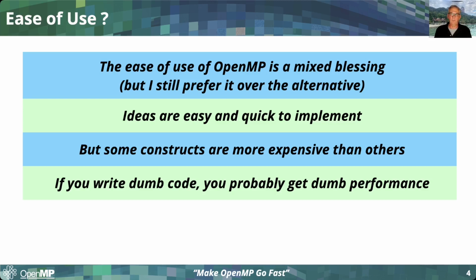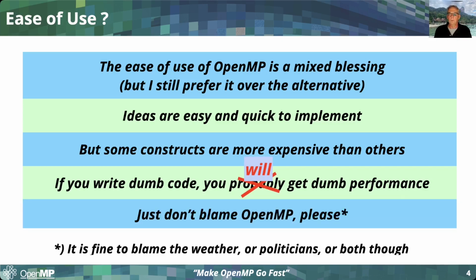That's the part of OpenMP that hasn't been documented very well, and in this talk I hope to address some of that. Another thing is that whenever you write dumb code, you probably get dumb performance, and we can leave out the probably: you will get dumb performance. The reason is that OpenMP is very prescriptive. You tell the compiler, here's a parallel region, parallelize it. It will do so for you.